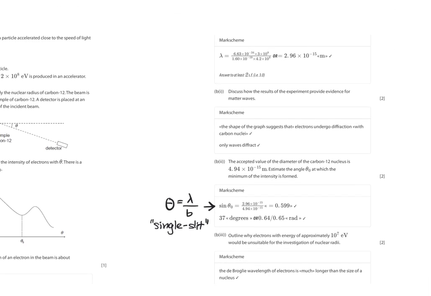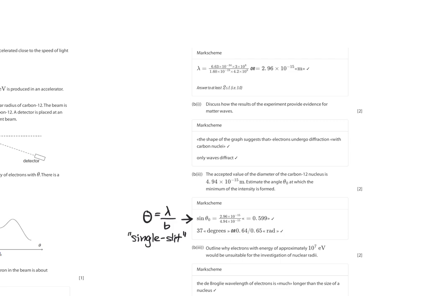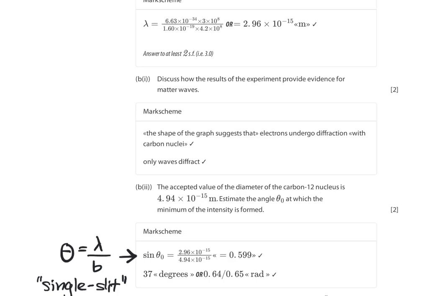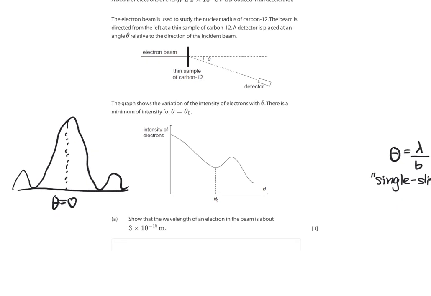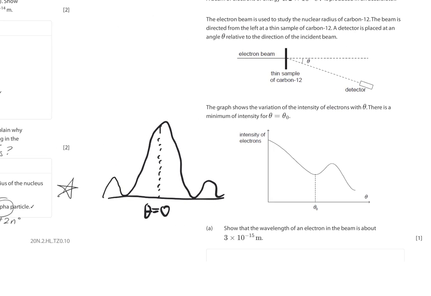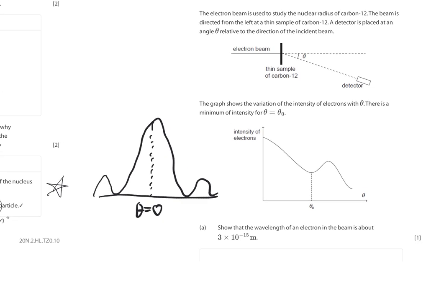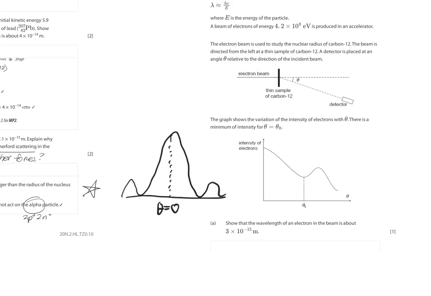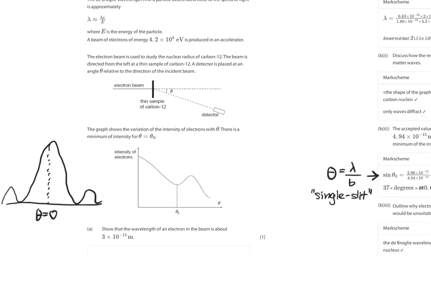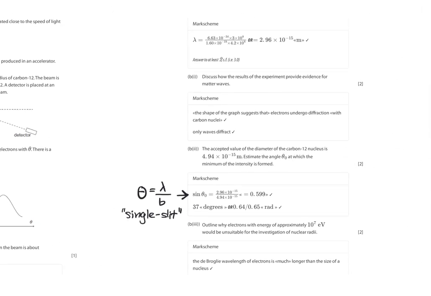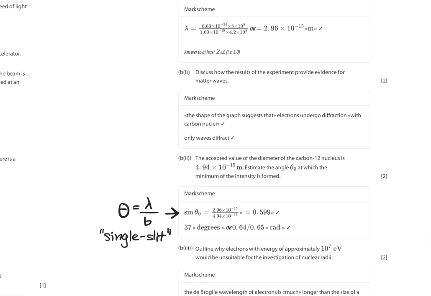Then it says, discuss how the results of the experiment provide evidence for matter waves, and it shows that it goes diffraction and only waves diffract, right? 2 marks there. And how do I know about the diffraction? Again, going back to this graph, it's not a great illustration, but it is half of the diffraction pattern that you get from single slit diffraction, the diffraction envelope. Or even the fact that there's a minimum shows that destructive interference is happening, and interference happens with waves, not with particles.